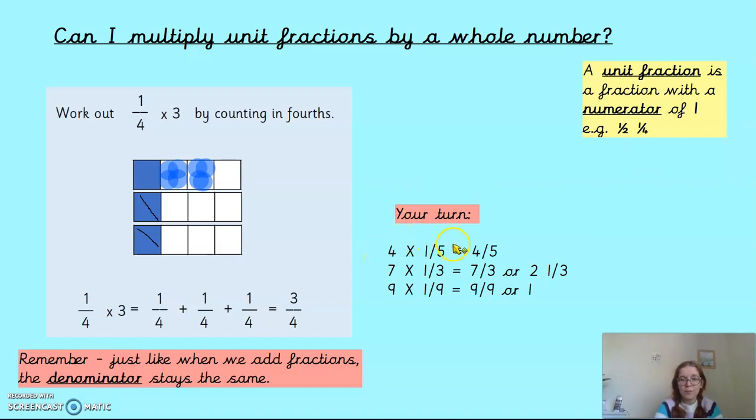Okay, so 4 times 1/5 is equal to 4/5. 7 times 1/3 is equal to 7/3, or 2 and 1/3, because 2 wholes is equal to 6/3, and we have 1 left over. 9 times 1/9 is equal to 9/9, which is also equal to 1 whole. Hopefully you got those correct. If you didn't, come along to a daily drop-in session with me or Mrs. E.